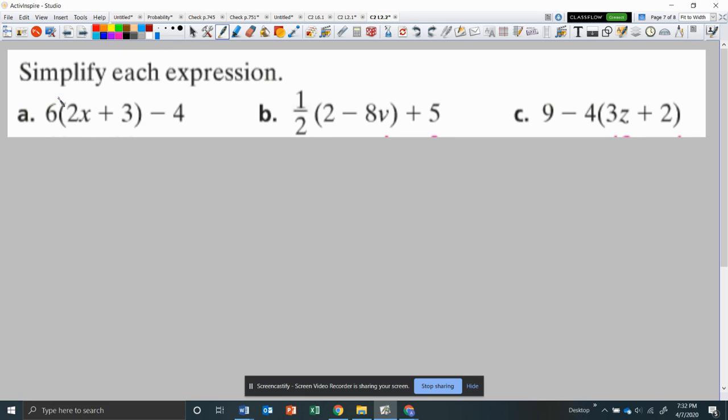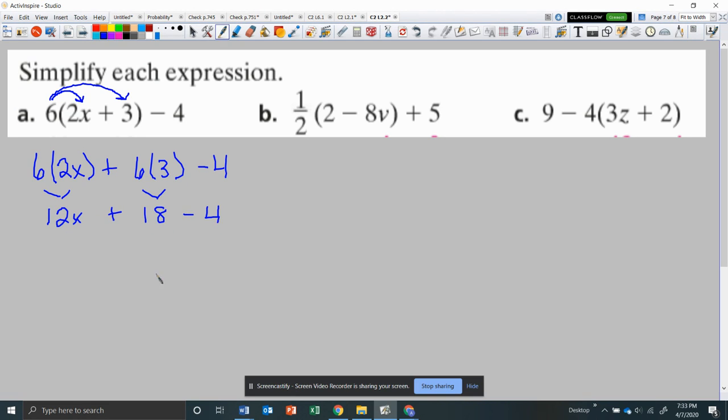Here, we want to get rid of the parentheses by distributing the 6 to each of the things inside the parentheses. Then we can get rid of the parentheses. So we're going to have 6 times 2x plus 6 times 3, and then I've got my minus 4. So I'm going to do this part first, 12x, and now I'm going to do this part, and now I've got this, so I can add these two together. Add those two together, and I've got 12x plus 14. That is my simplified expression.